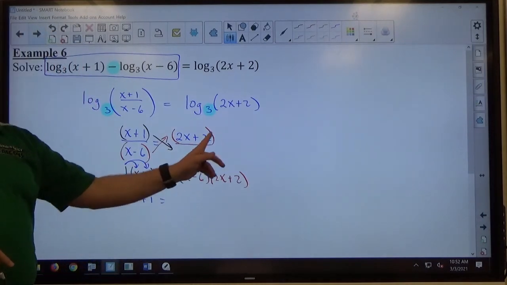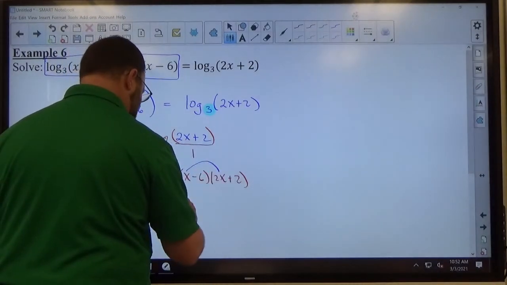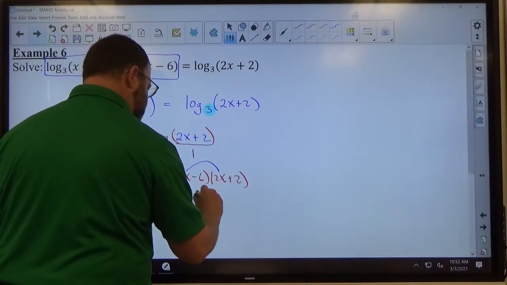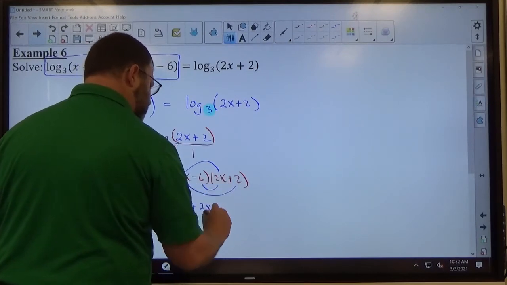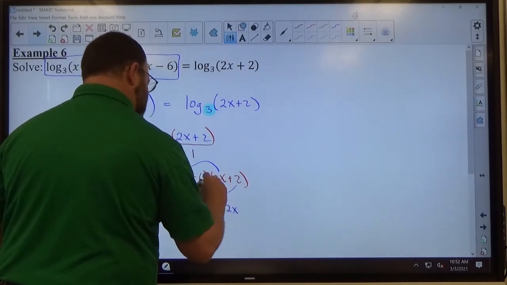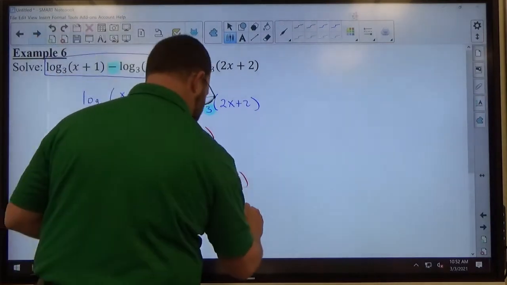Over here I have a binomial times a binomial, so I'm going to FOIL that side. First times first is 2x squared. Outside times outside is going to be positive 2x. Inside times inside is going to be negative 12x. And last times last is going to be negative 12.